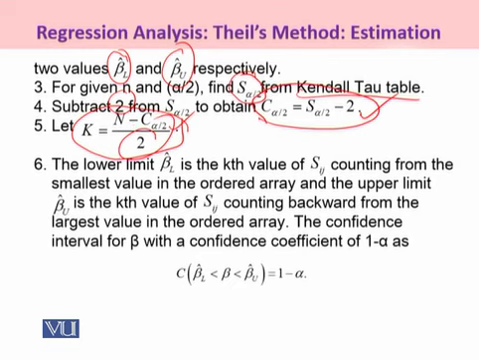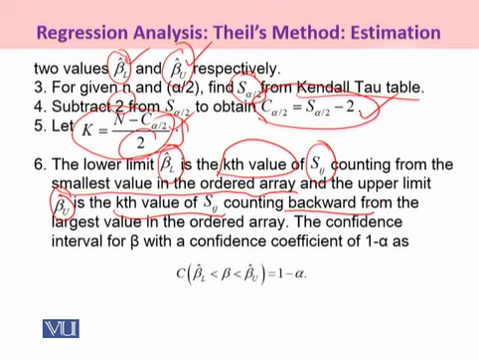Now students, why did you calculate this K? Because using this K from the sample of slopes data, you will be able to calculate beta L hat and beta U hat, that means the lower and upper limit of the unknown value of the slope. The lower limit beta L hat is the kth value of Sij, the all possible slopes that you have arranged from smallest to largest, counting from the smallest value in the ordered array. And the upper limit beta U hat is the kth value of Sij when you count backward from the largest value in the ordered array.